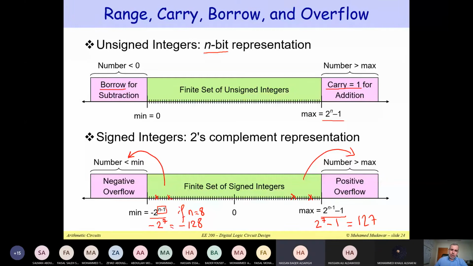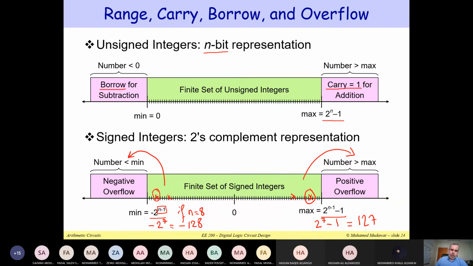Good. Notice that if you are adding a positive to a negative, for example, adding this number plus this number, the sum should be in the middle, in between. Therefore, you cannot really have overflow when you are adding a positive to a negative or a negative to a positive. When you have two numbers with opposite sign and you add them, the sum must be in the middle, and therefore you cannot really have overflow.